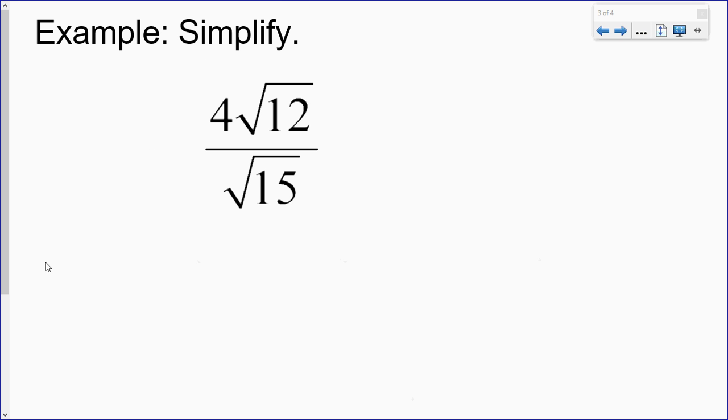So here's our example. Simplify 4 times the square root of 12 over the square root of 15. So our very first step is to multiply both the top and the bottom by the square root of 15. So I'm multiplying by a fraction, because if I simplify this fraction, it equals 1. So that's why I know I can do it. So I'm multiplying both top and the bottom.